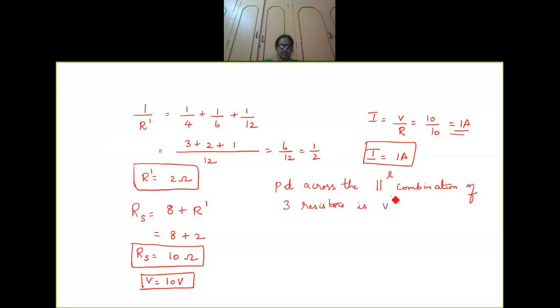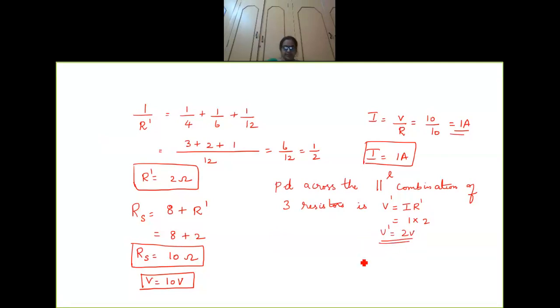It is taken as V dash, which is equal to I into R dash. What is I? I is 1. R dash is 2. Yes. What is the effective resistance of this? The effective resistance of this is 2. So I have to substitute that value here. So what is the potential difference across these 3 resistors? It is 2 volt. Okay?